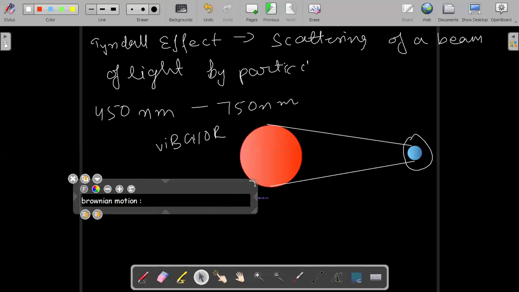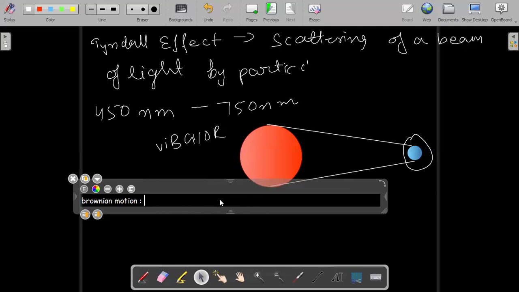So see, actually, Brownian motion is there in the textbook. It is the random zigzag motion of particles of a solute. Okay, so what was actually Brownian motion?